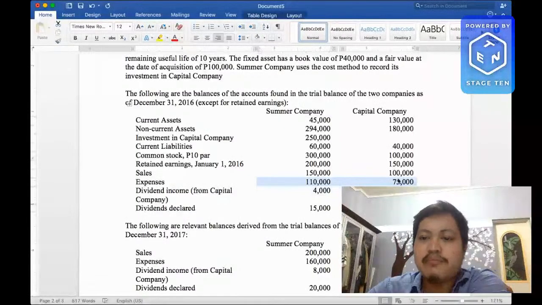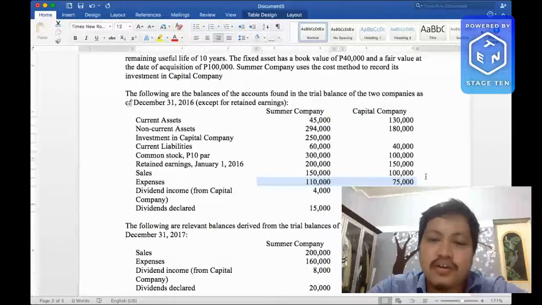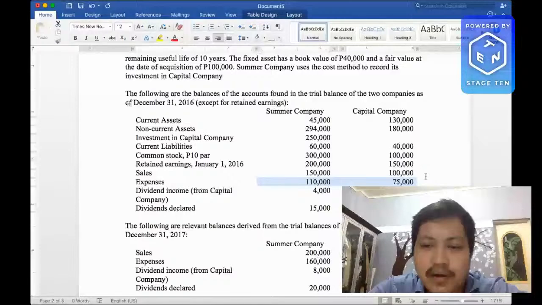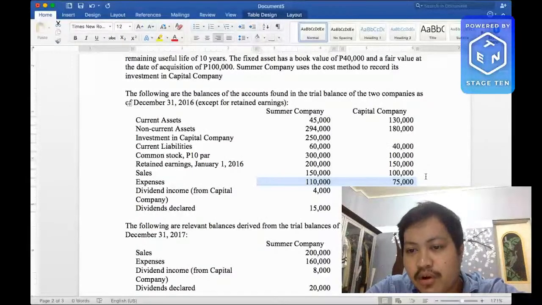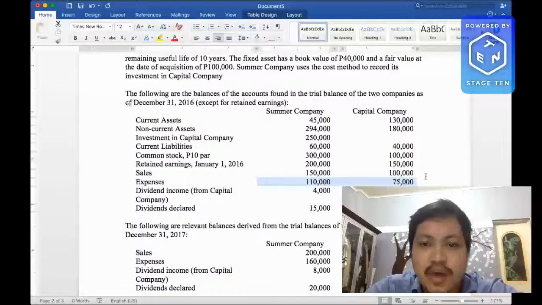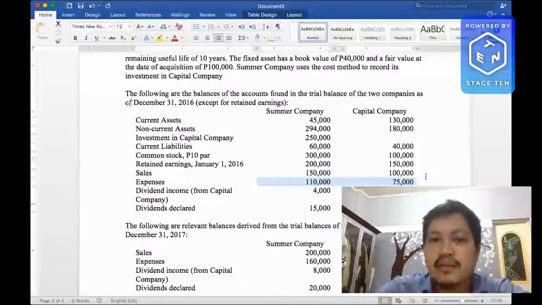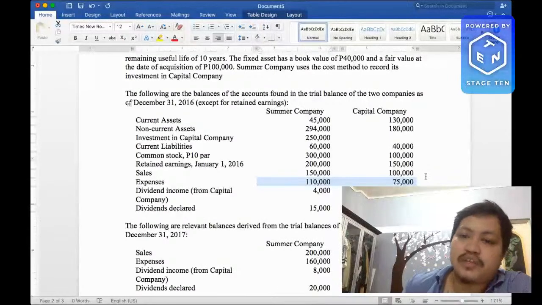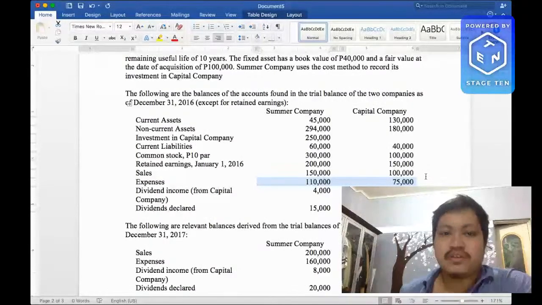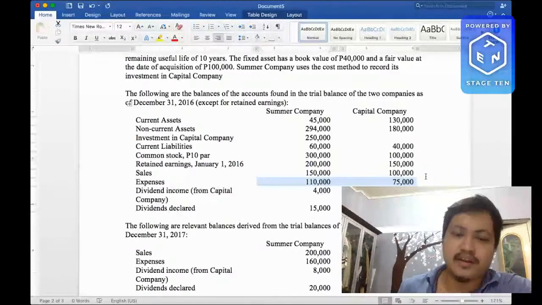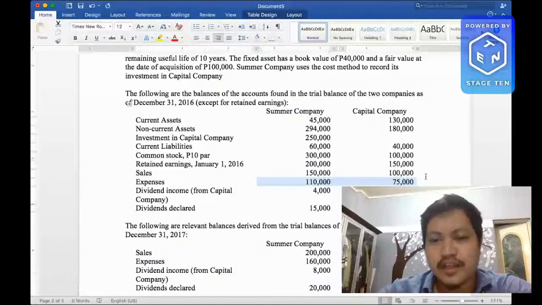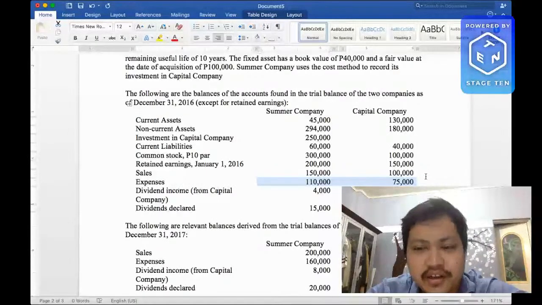Why is 110 plus 75 wrong? Because the consolidated entity does not agree with the amount reported by the subsidiary. What's wrong with the amount reported by the subsidiary? The consolidated entity believes that that amount is understated. Why? Because it only includes depreciation based on a book value of 40,000, while the consolidated entity believes that the depreciation expense that should be included should be based on the fair value of 100,000. But no need to focus on that, class. Just remember that there is a need for adjustments.